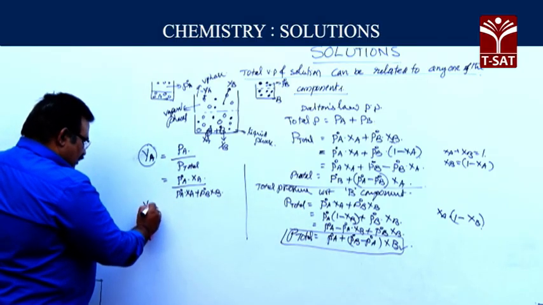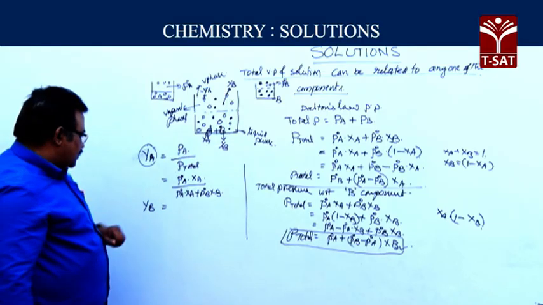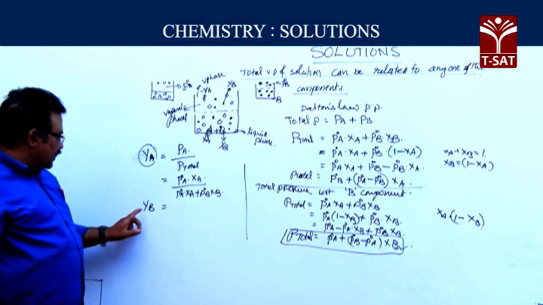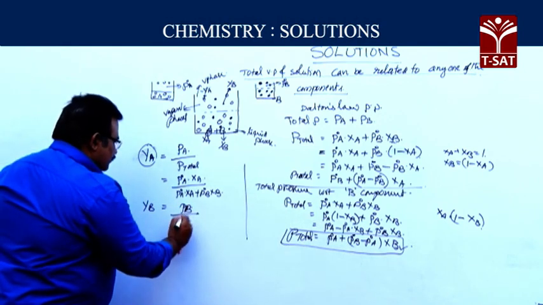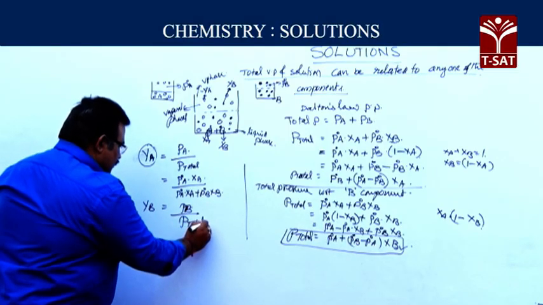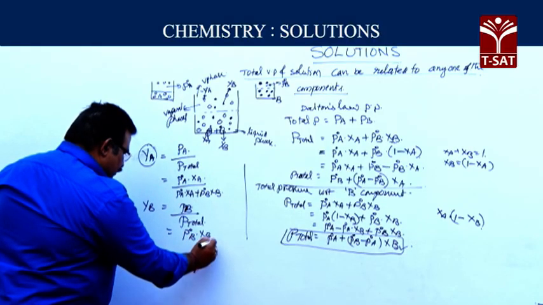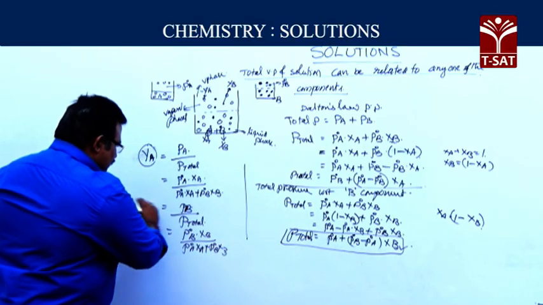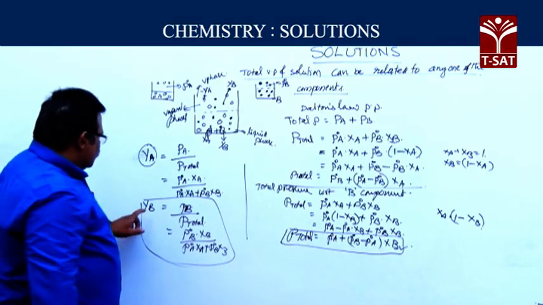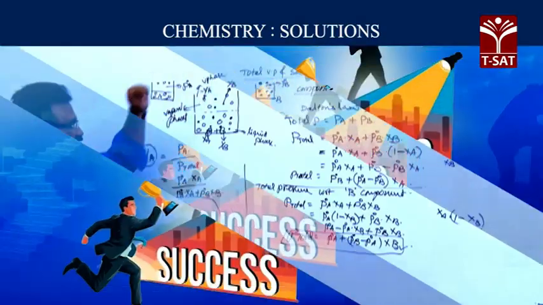Similarly, the composition of the B component in vapor phase is PB by P total. That means P0B XB by P0A XA plus P0B XB. In this way, we can calculate the composition of the A and B components in vapor phase also.